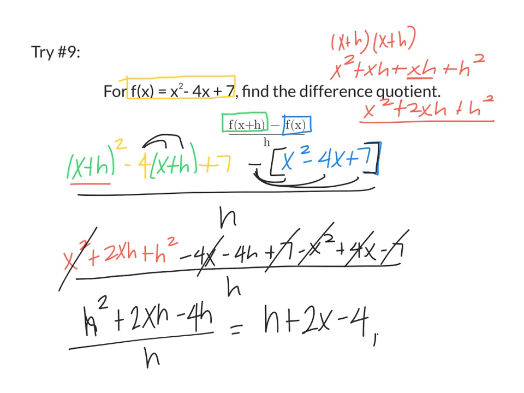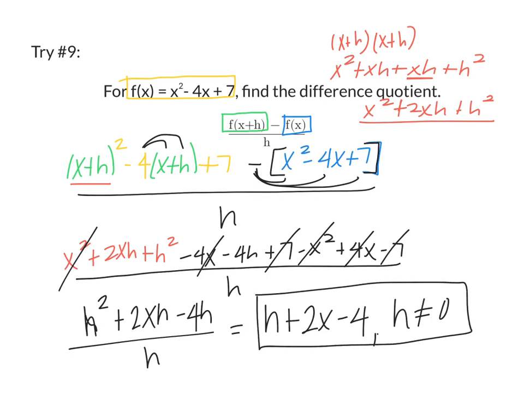And again, as long as h does not equal 0. And honestly, this polynomial h plus 2x minus 4, again, it didn't have to be in that order. I just chose to write it in that way.